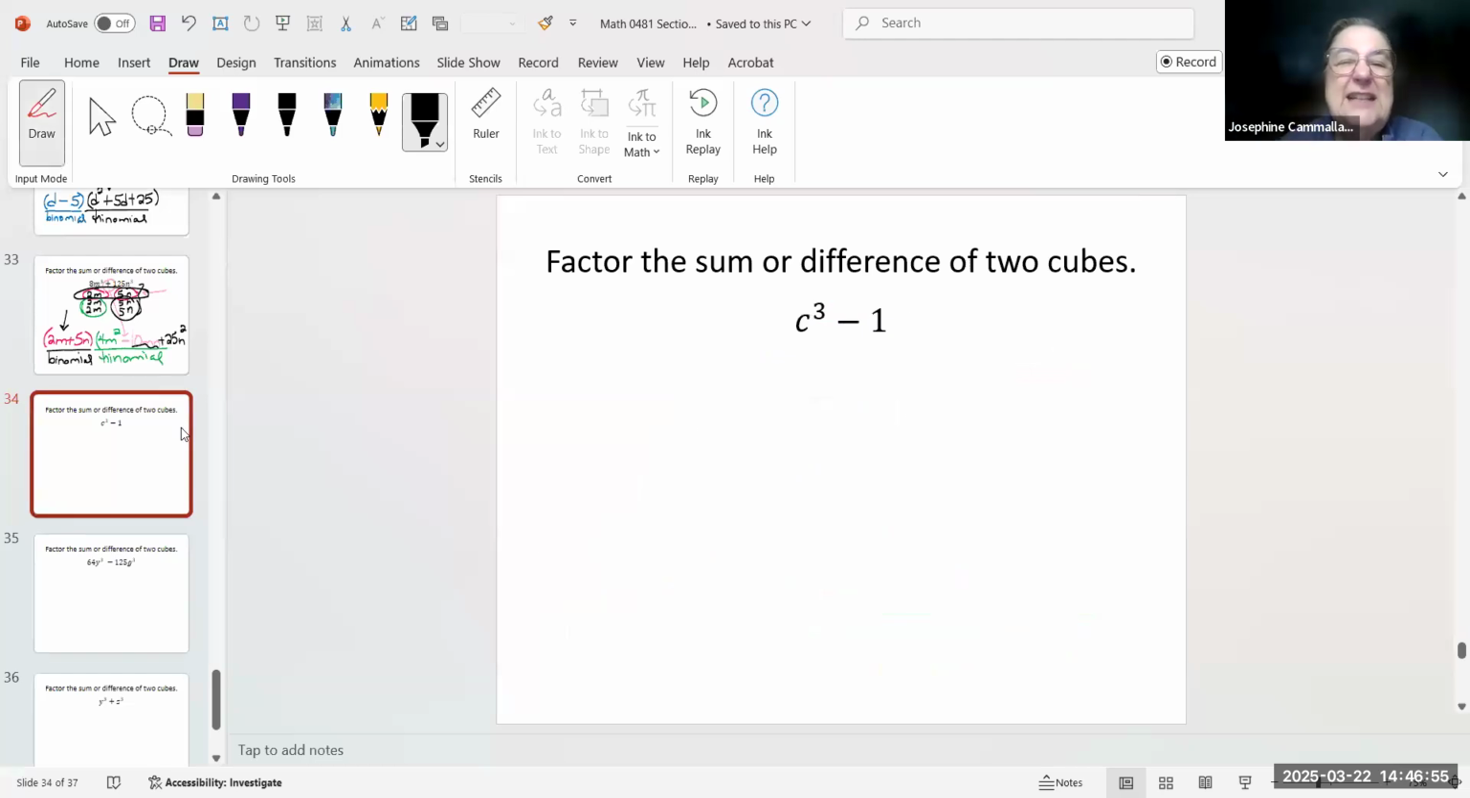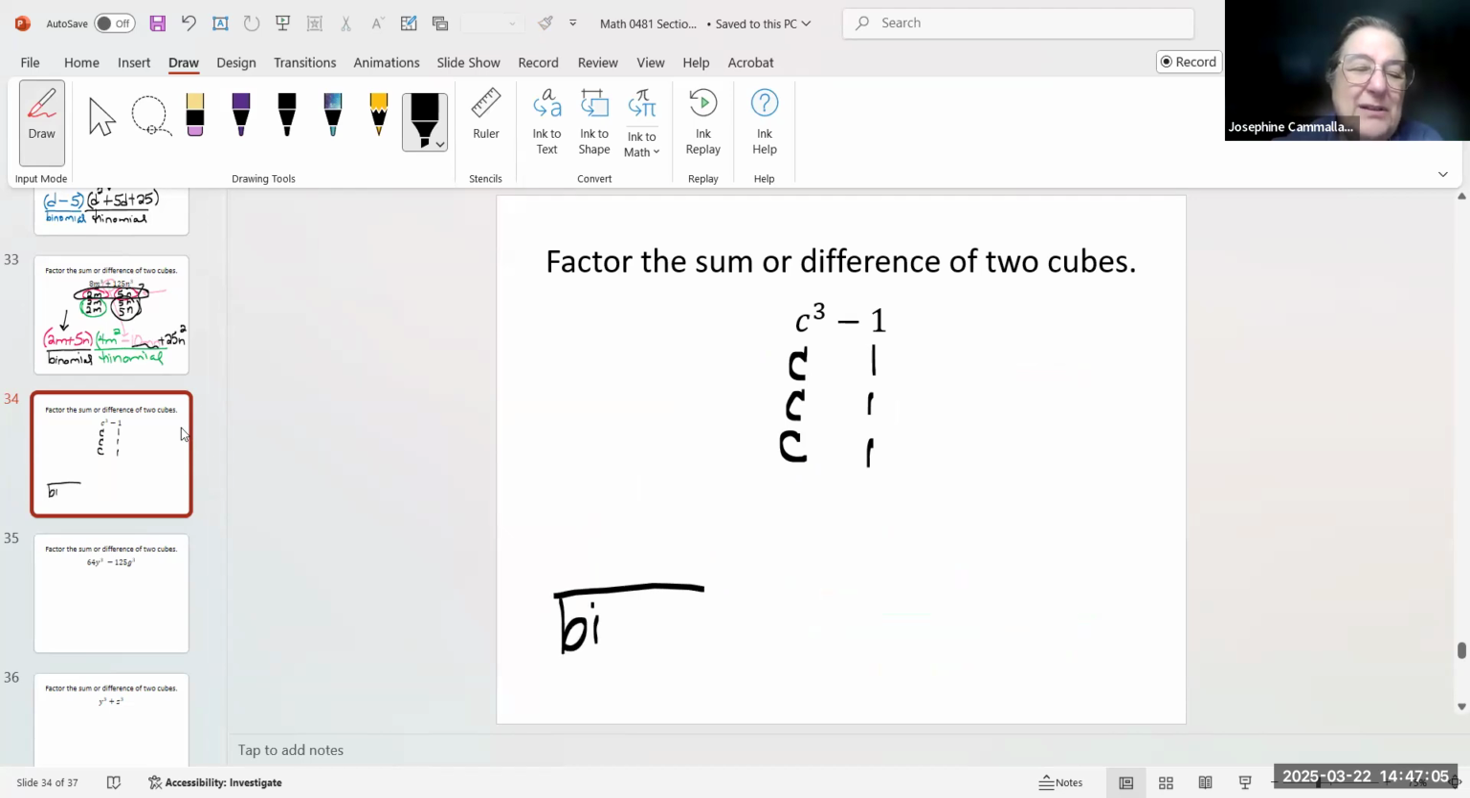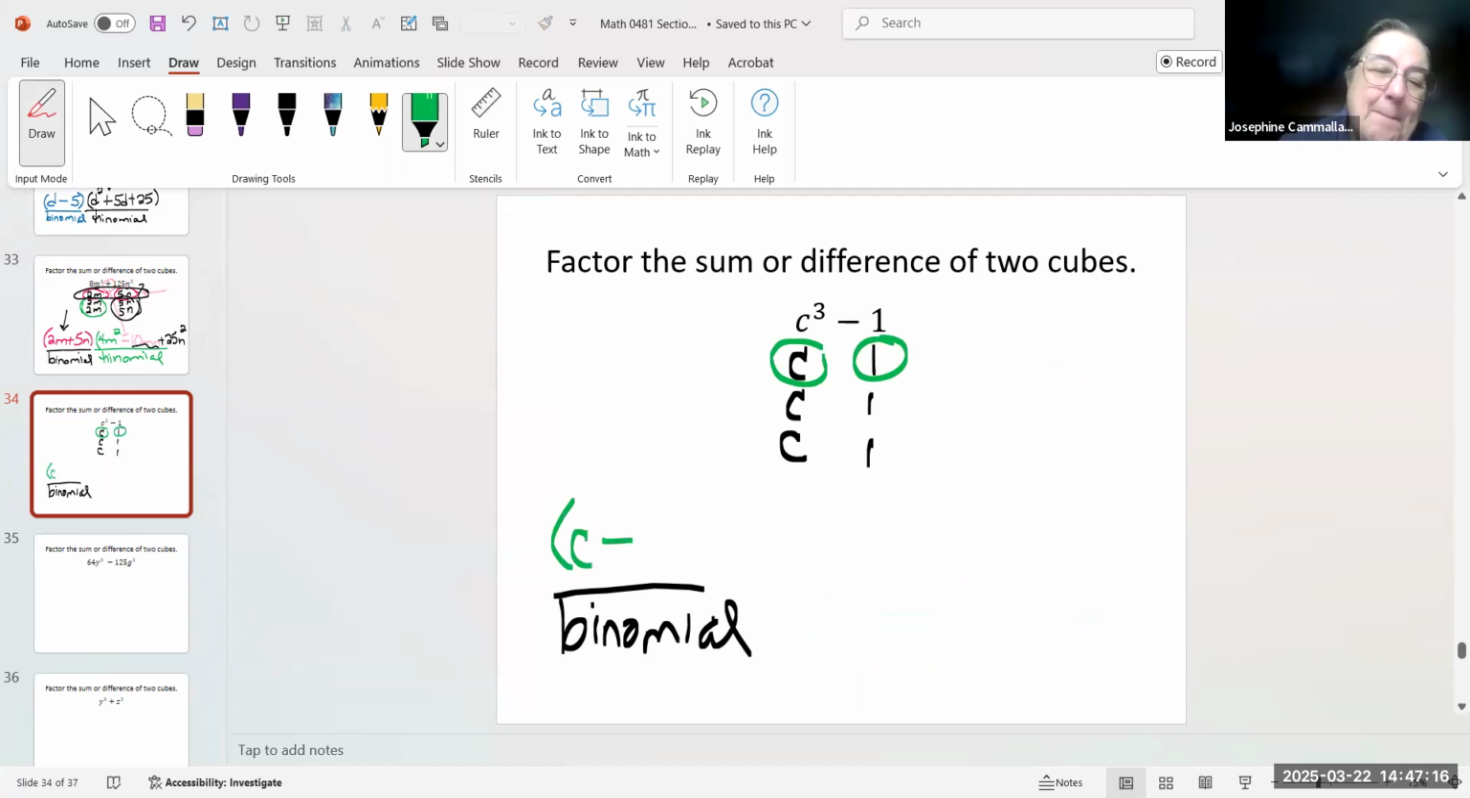Okay. C, C, C, 1, 1, 1. My binomial is going to be 1C, 1, 1, which is C minus 1.